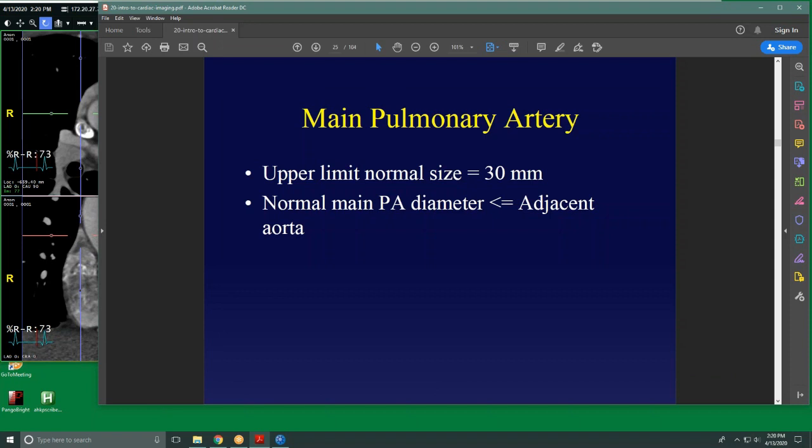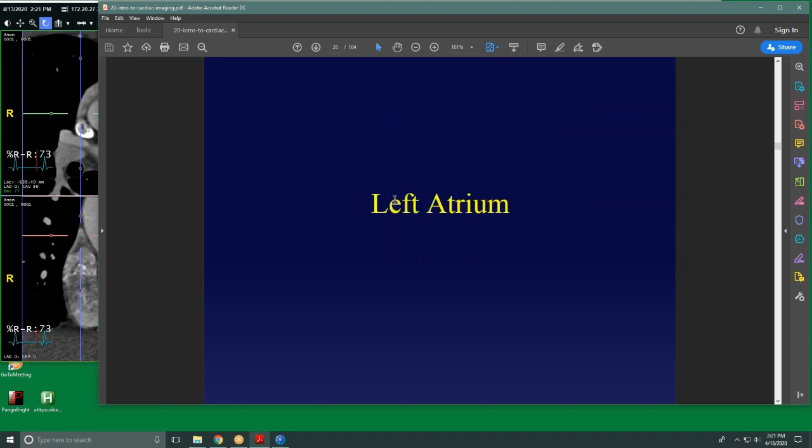I'll just briefly mention the upper limit of normal in size should be about, they usually say, 30 millimeters. You don't really call it abnormal, and most people don't call it abnormal till it's like 33, because 30 to 32 is kind of the upper limit of normal in size, and above 32 millimeters is where people start calling it abnormal. Another marker for normal size is the size of the adjacent aorta, so it should be smaller than the aorta.